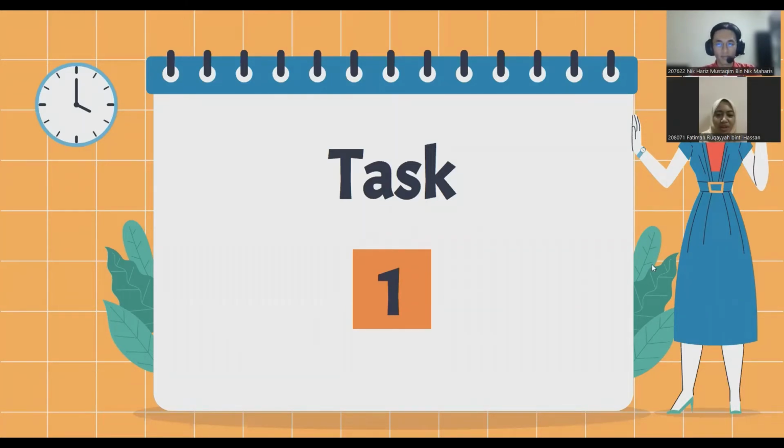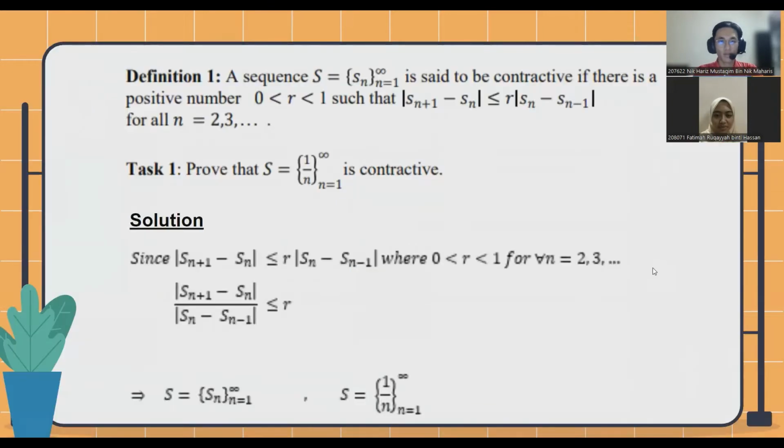So we are going to be presenting task 1. I am Fatimah Ruqayyah binti Hassan, metric number 208071. And my name is Nick Hariz Mustaqim bin Maharis, metric number 207622. Together we're going to present the solution for task 1. To start, we'll go with the first definition for contractive sequence, which is definition 1.